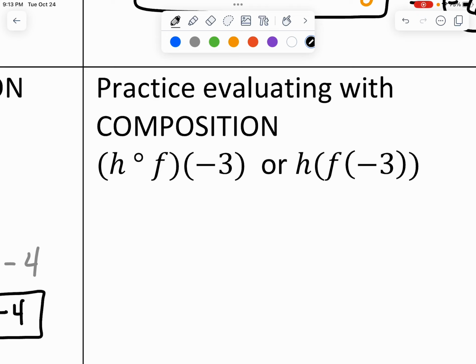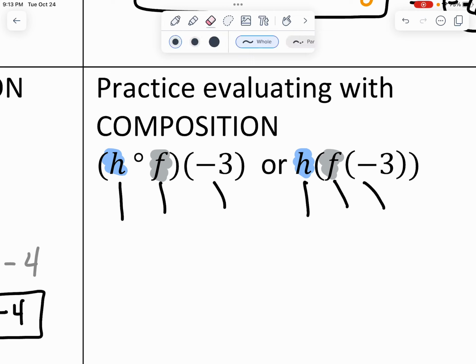H is what color? Do you remember? Blue. And then F was what color? Gray. Thank you. And I do want them to know it could be written like this. Those are the same thing. This says H of F of -3. This says H of F of -3. So they say the same thing.